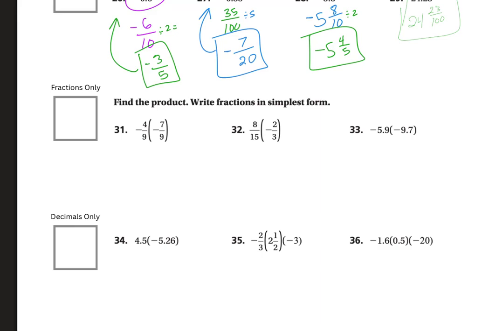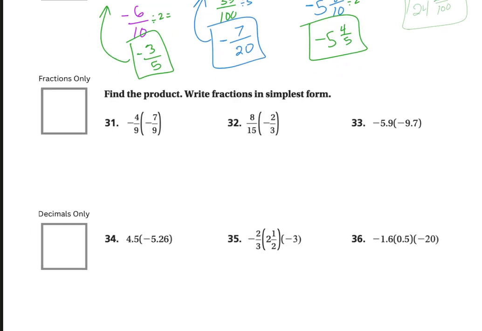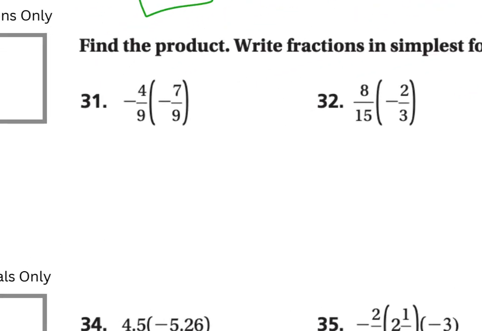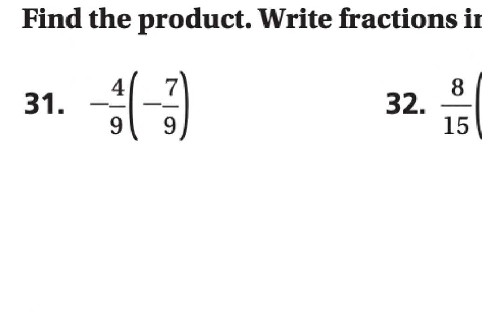Find the product, write fractions in simplest forms. So just a quick preview of this. We're not going to write that as a fraction, but you could if you really wanted to. So I'm going to put a star by that to remind myself to do both and then let you decide which one you really like. So when it comes to multiplying fractions, you just go straight across.